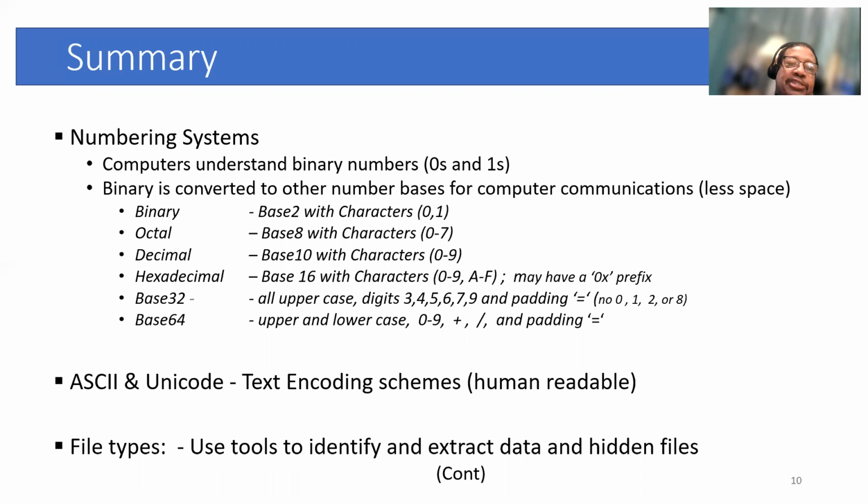We talked about ASCII and Unicode. The takeaway there is ASCII is English, 128 characters. Unicode has all of ASCII in it, plus other characters from other written languages. And then the file types. We talked about the ability to identify what type of file it is, and then use Google and other research resources to find tools or techniques to extract hidden data or data from the file as needed.